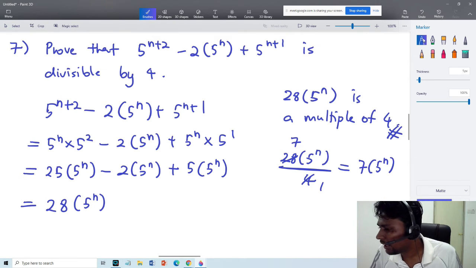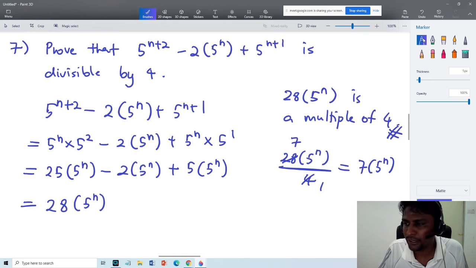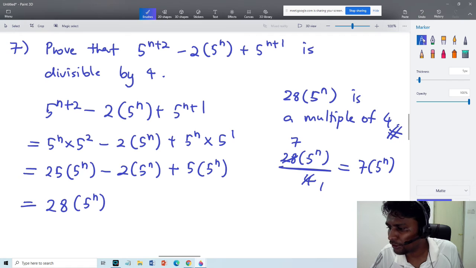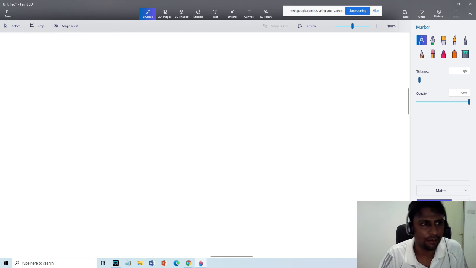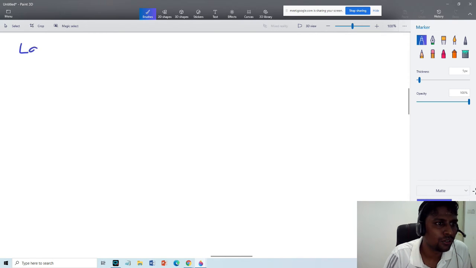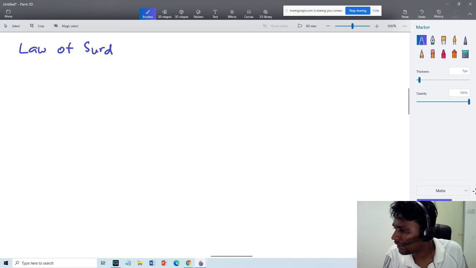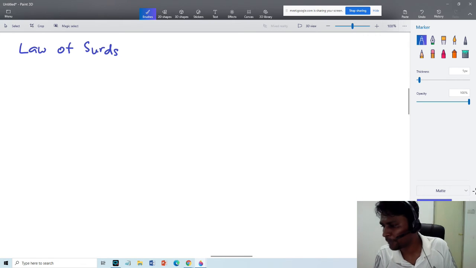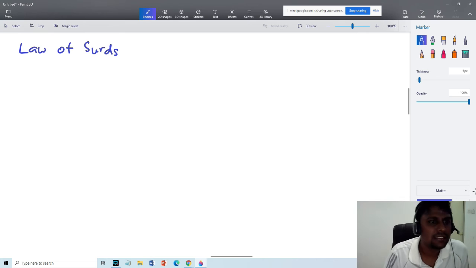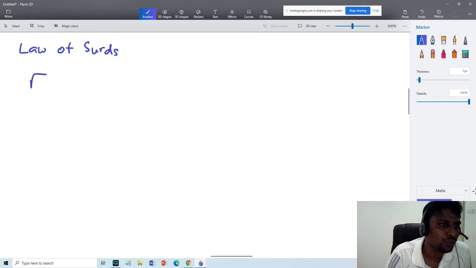Okay, now I will go for the next section. Now I'm going to go for the law of surds. Some books use surd, some use surds, but I think surds works better. Okay, what do you mean by surd? A surd is actually the square root of 2.